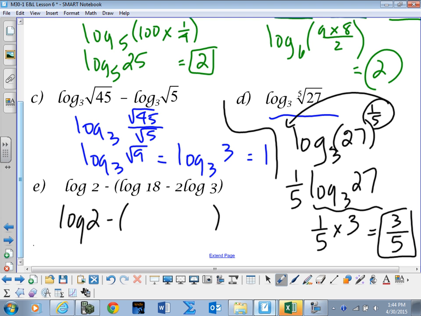This 2, I can't combine logs with adding and subtracting using my first two laws. If I have a coefficient in front, that has to be dealt with first. So that is going to go up here, and this is going to become log 18 divided by, because I have subtraction, 3 squared. So the 2 got moved up there first. So 3 squared is 9.